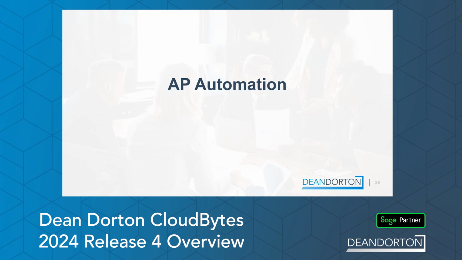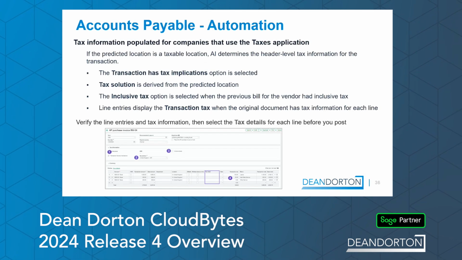Okay. AP automation, tax information is populated for companies that use the tax application. So this only applies to those organizations that are using the advanced tax solution. And is quite simply, the artificial intelligence, machine learning inside of AP automation is going to separate out those taxes. And it's going to try to create tax information and the tax details of an AP transaction that it creates. So that's cool to have that in this release for those that do track the taxes inside of Intacct.